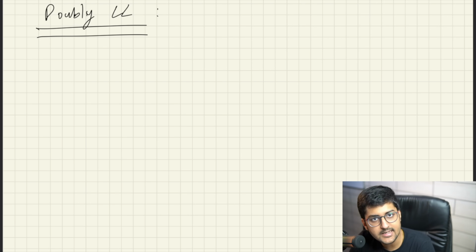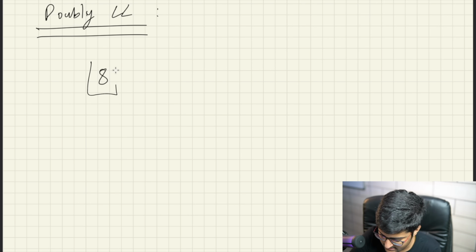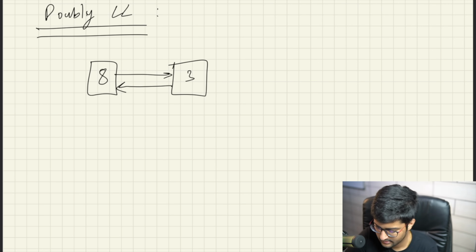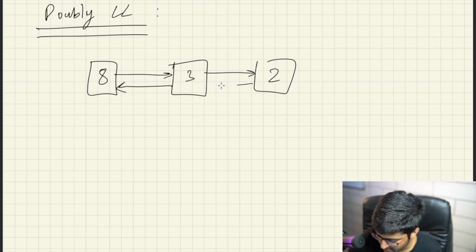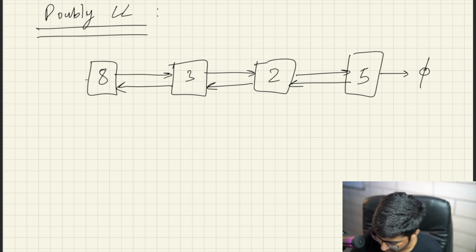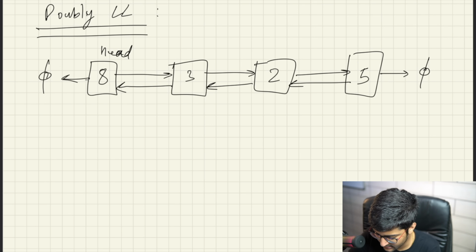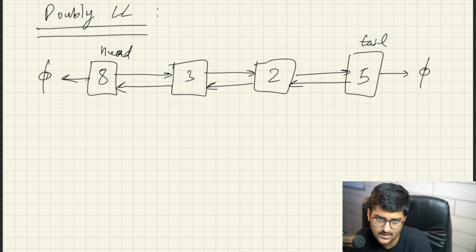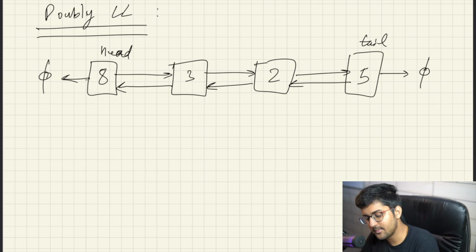How does it look internally? Pretty self-explanatory. You have nodes like this, random nodes. This has a next that is pointing to 3. It has a previous pointing to this. This has a next pointing to 2. It has a previous pointing to this. Obviously null. And every single node has a next and a previous. So the next for 8 is 3 and the previous for 8 is null. So obviously for the head, previous is null, and for the tail, next is null. This is also something we saw before, like the tail's next is null in a singly linked list as well. Okay, so now it makes our life a bit easier.